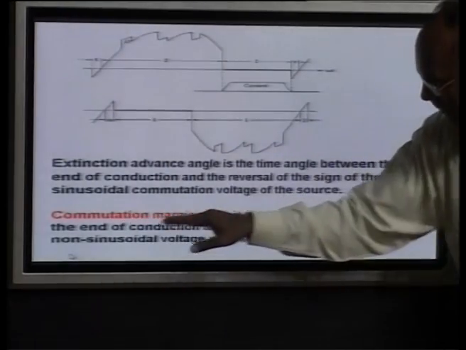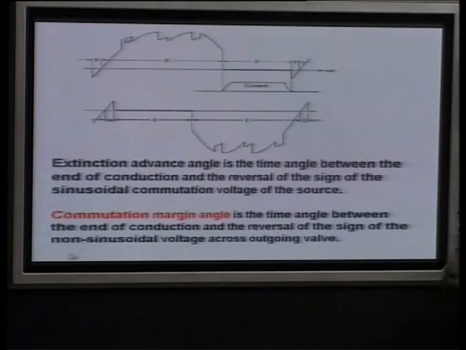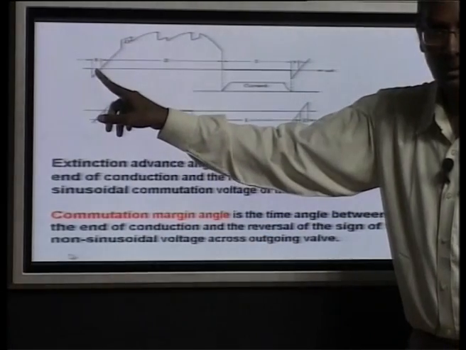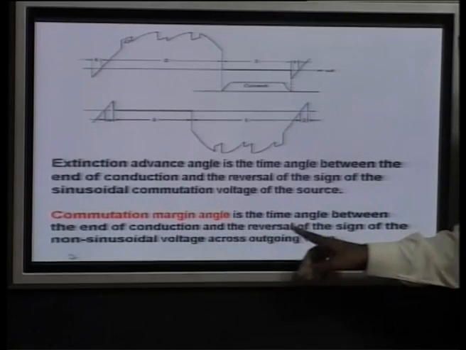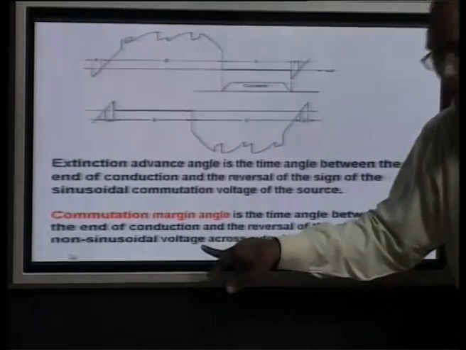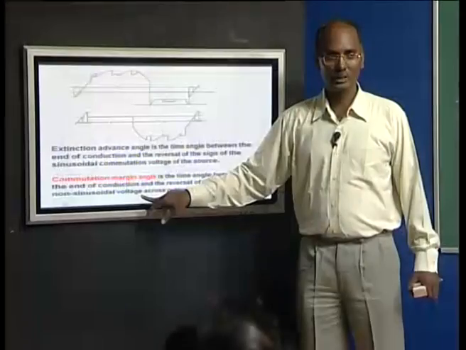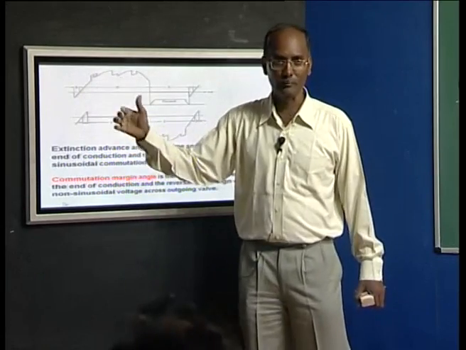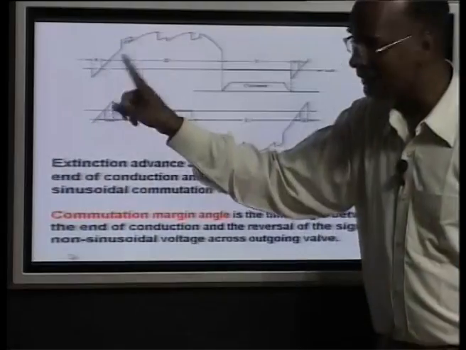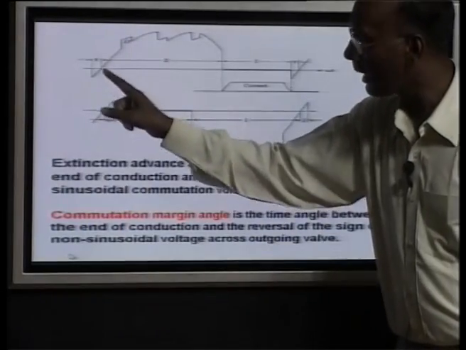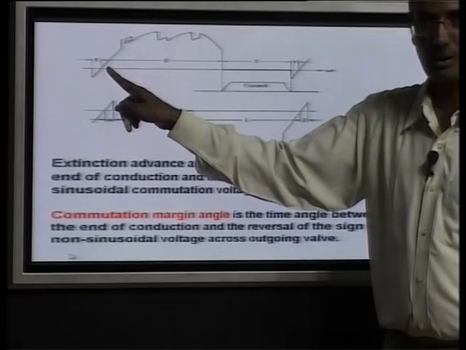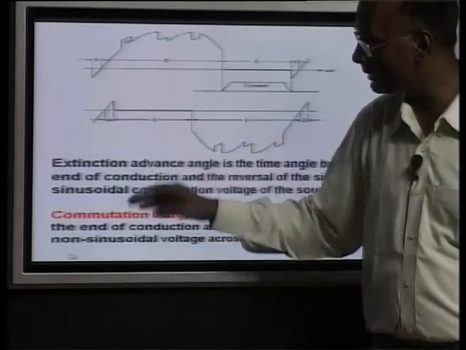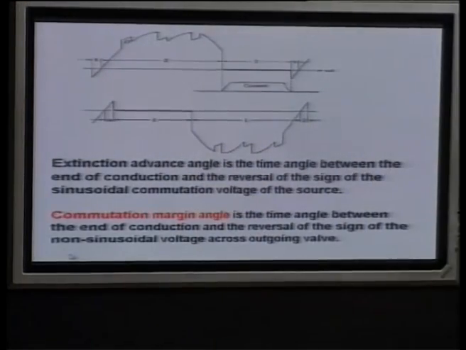Now, the commutation margin angle is called zeta, and this is the time angle between the end of conduction, again starting here, and the reversal of the sign of the non-sinusoidal voltage. Non-sinusoidal here means there is a possibility that it can come here; we will see the different scenarios. In this case zeta and gamma are the same, because it is going to reverse whether it is sinusoidal or non-sinusoidal. But it is not always true, and we will see this in the figure.